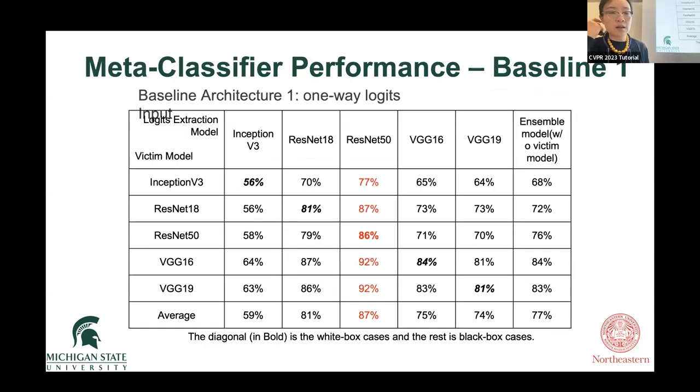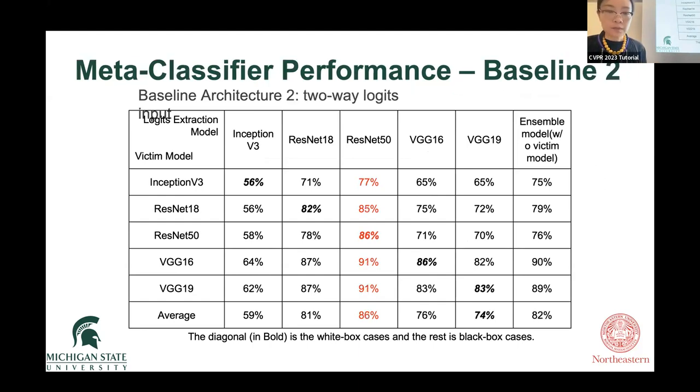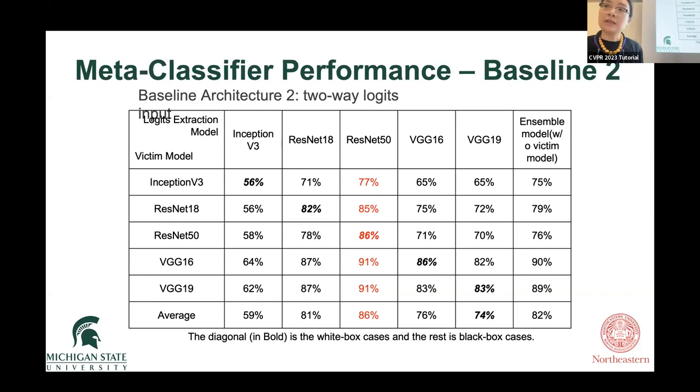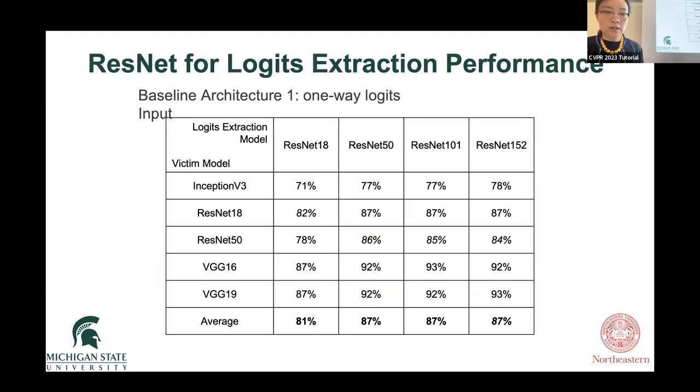Here is our performance using the baseline one-way logit input. From here, we can observe that when using ResNet 50 as the logit extraction model, we have the best performance. We also did the same experiments to explore different logit extraction models using baseline architecture two with two-way logit input, and here too we achieve the highest accuracy when using ResNet 50. But comparing baseline architecture one and baseline architecture two, the performance is at a similar level. So the conclusion is that we may just use baseline architecture one with one-way logits because the performance is fair enough.